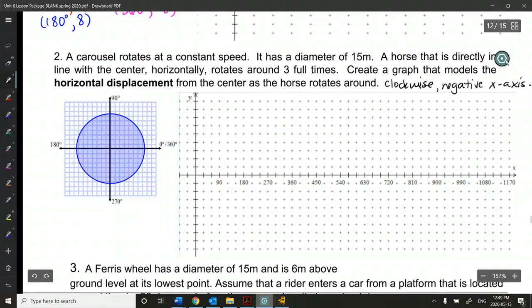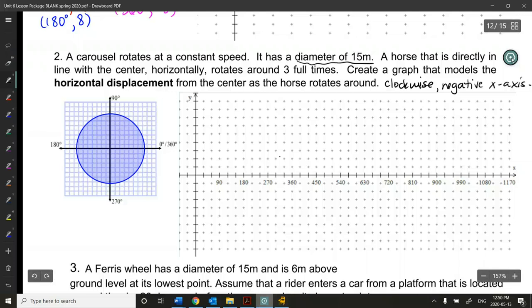Okay, let's take a look at another scenario here. We have a carousel, and I want you to imagine we're looking at this carousel from a bird's eye view. It has a diameter of 15 meters, and we're going to track the path of a horse directly in line with the center horizontally as it rotates around the carousel 3 full times. We're going to create a graph that models the horizontal displacement of that horse as it rotates around in a clockwise direction. And I'm going to say that our starting position, because it just says directly in line with the center horizontally, starts on that negative x-axis part.